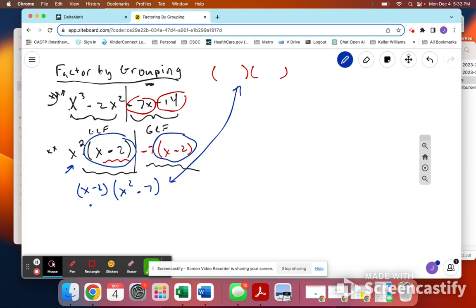I need to double check. Is this thing factorable? Nope. Is this thing factorable? Nope. So because of that, that is my answer.